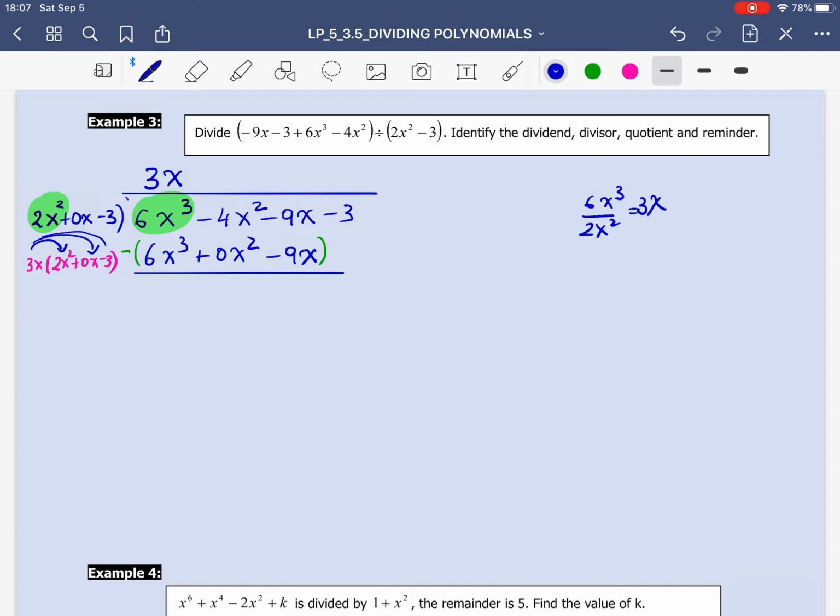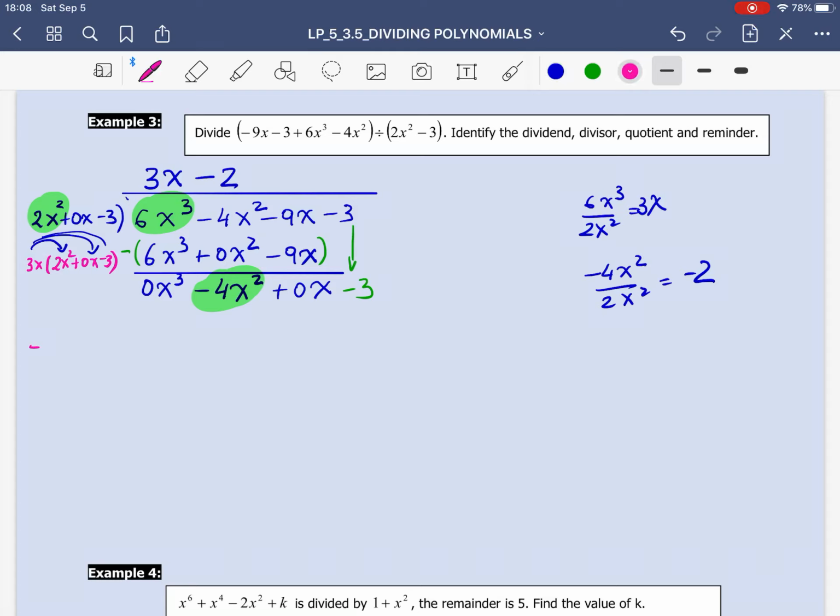And we have 6x cubed minus 6x cubed, 0x cubed. So the x cubed term is gone. Negative 4x squared minus 0x squared is negative 4x squared. Negative 9x minus 9x is 0x. It is what it is. And we're going to bring negative 3 down. Again, same drill. We're going to check and see how many times 2x squared goes into negative 4x squared. And negative 4x squared divided by 2x squared equals negative 2. So it goes negative 2 times.